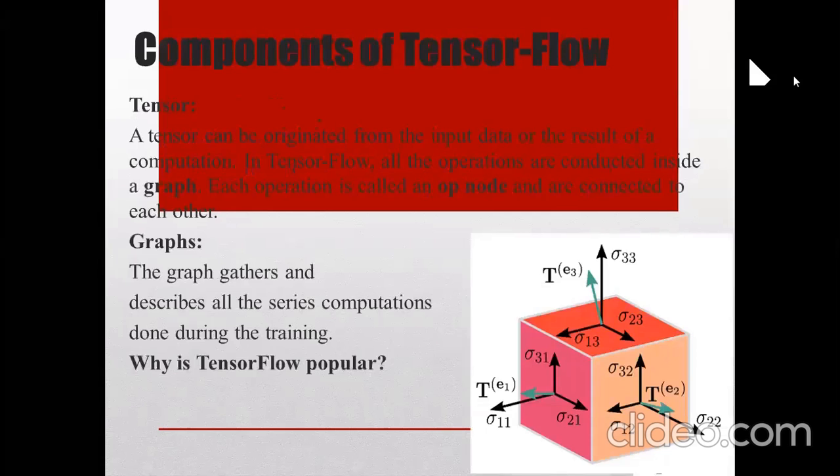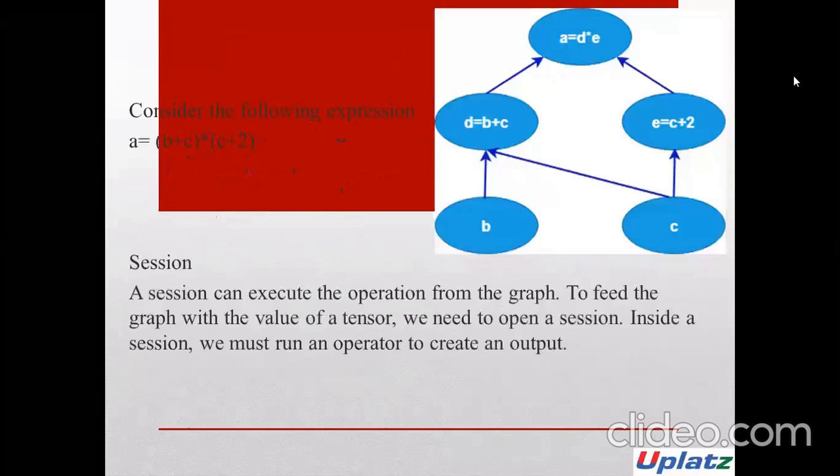Okay, so this was the basic introduction to TensorFlow. We have seen the components of TensorFlow: what a tensor is, what a graph is, what a session is, why TensorFlow is popular, what the op nodes are, what the graphical representation is, what the advantages are, what the history of TensorFlow is, who developed it, and what the features of TensorFlow are. We have understood, right?